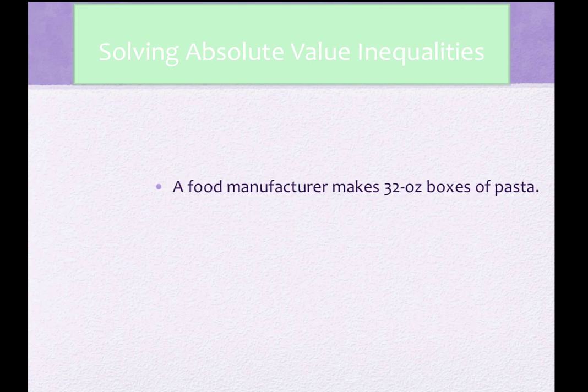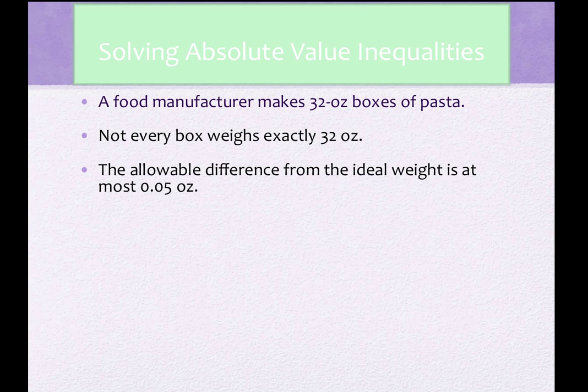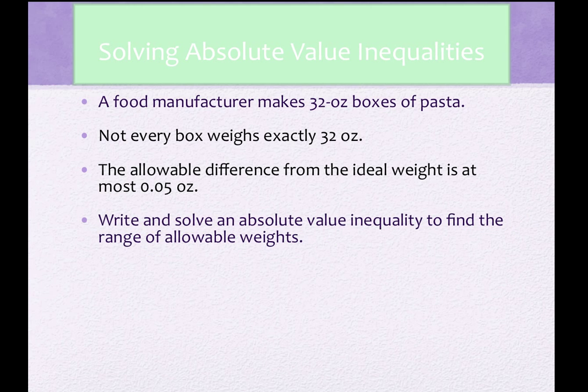Your turn. Try this. A food manufacturer makes 32-ounce boxes of pasta. Not every box weighs exactly 32 ounces. The allowable difference is 5/100ths of an ounce. Write and solve an absolute value inequality to find the range of allowable weights. Again, this is possible without writing the inequality, but try it. Pause the video and then start.